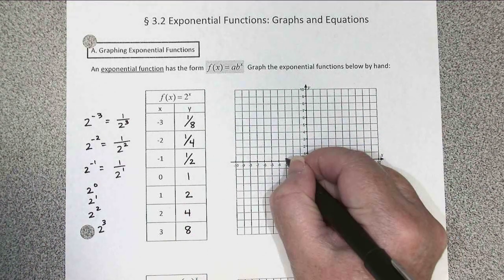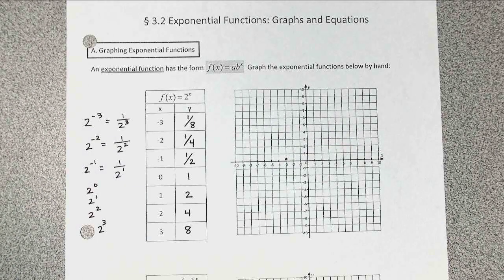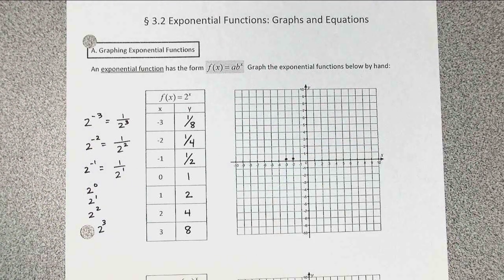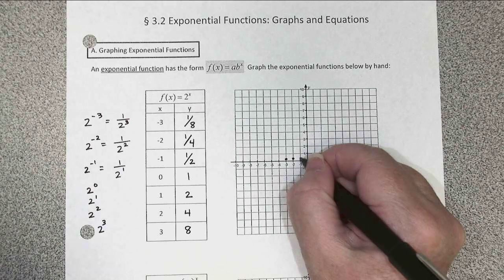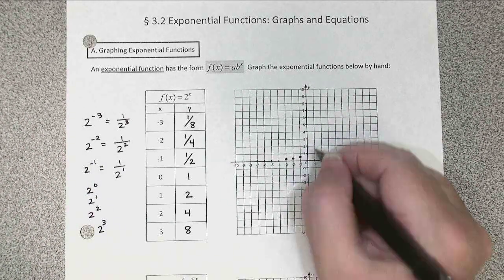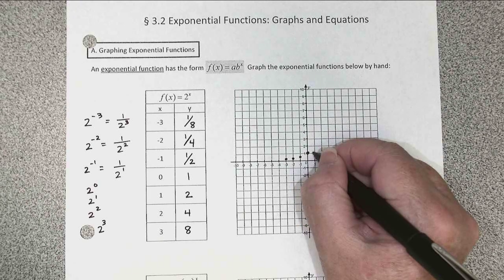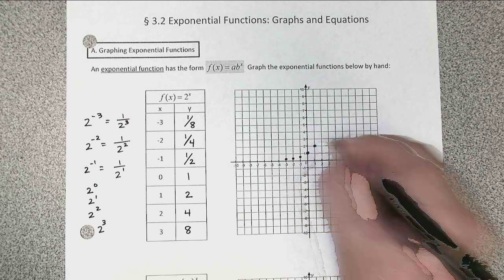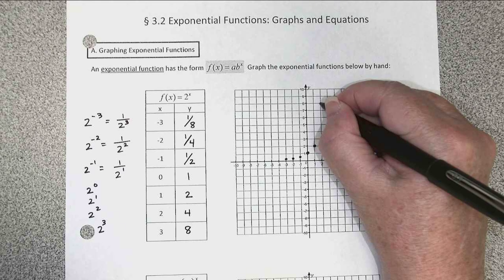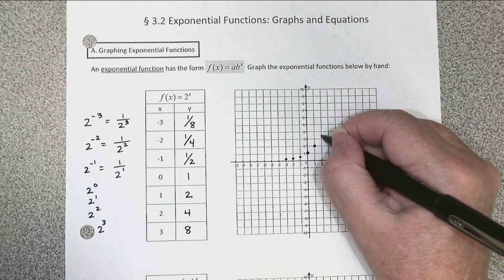Negative 3, y is 1/8. Negative 2, y is 1/4. Negative 1, y is 1/2. I've got 0, 1. 1, 2. And 2, 4, and 3, 8.